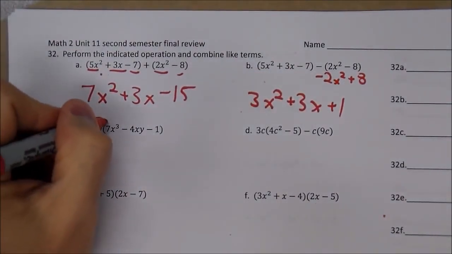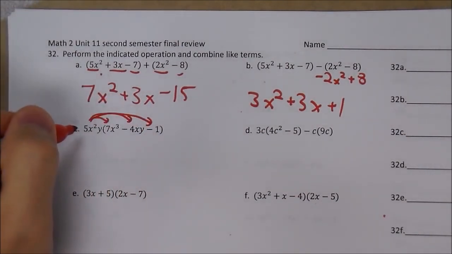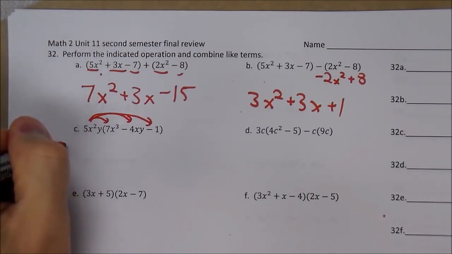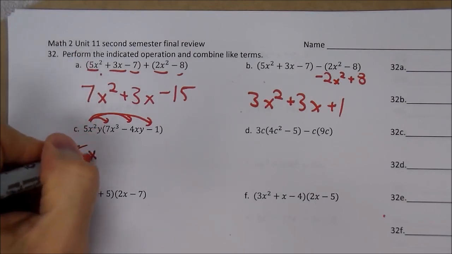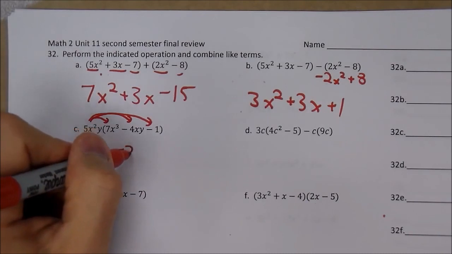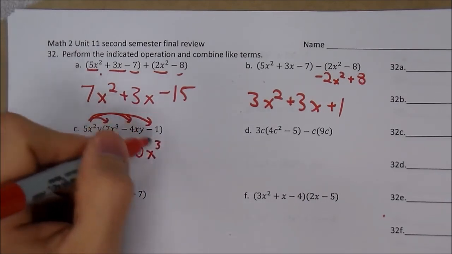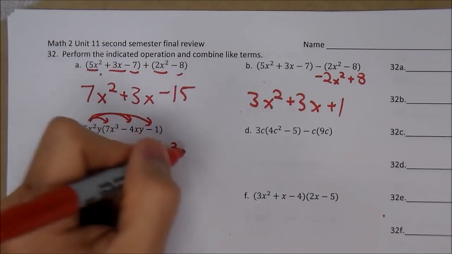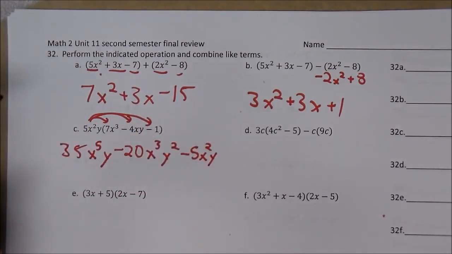For c, we're going to distribute the 5x squared y to each term. Be careful going through, making sure you get your coefficients and your exponents correct. For the first one, it's 5 times 7 is 35. Then I have x squared, and x to the third is x to the fifth, and a lone y. Next one is going to be negative 20. X squared and x is x to the third. Y and y is y squared. And last is negative 5x squared y.